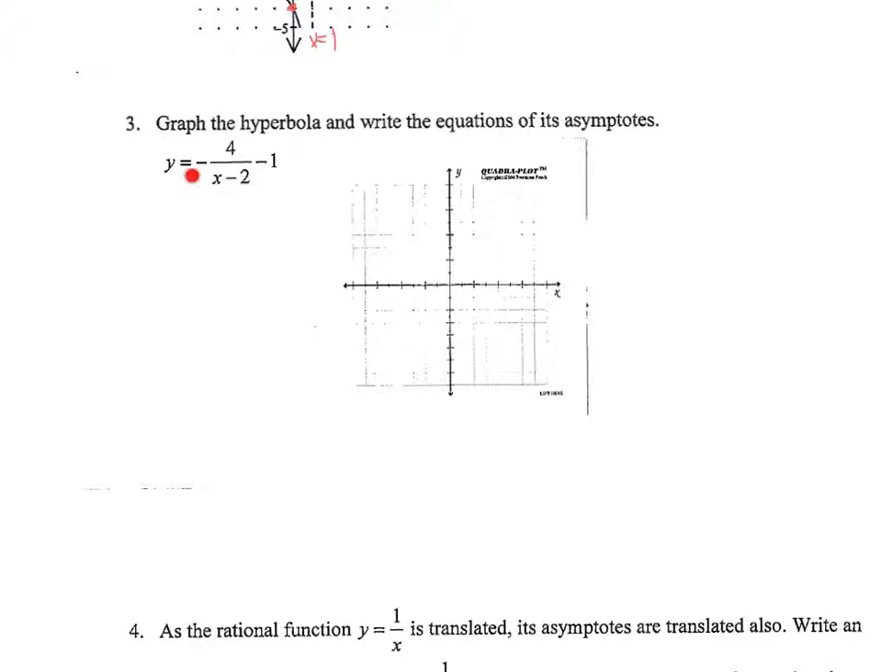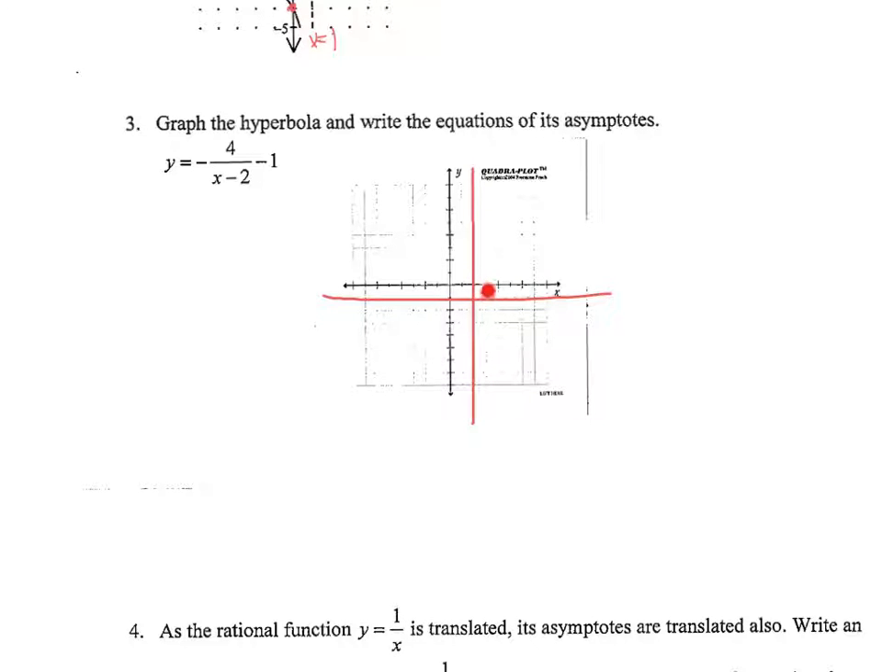Again, we have a reflection, a vertical stretch by 4, a shift right 2, a shift down 1. Let's graph our shifts. A shift to the right 2, that gives me a line right here. A shift down 1 gives me a line about right here. Now a reflection and a stretch.